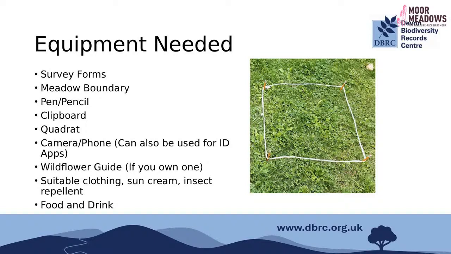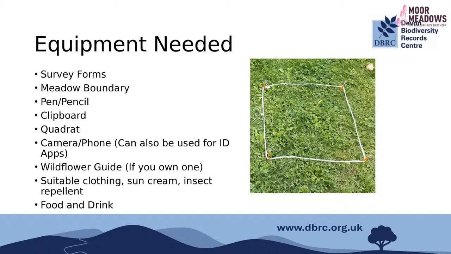Now, quadrats come in all shapes and sizes. We don't expect you to have a fancy scientific pre-made one. We recommend that you make one with some string, and you can pin those corners down. You can make it with bamboo, bits of pipe. You can get quite creative with them. Essentially, we just want something that's 1 meter squared and something that you can focus in on.